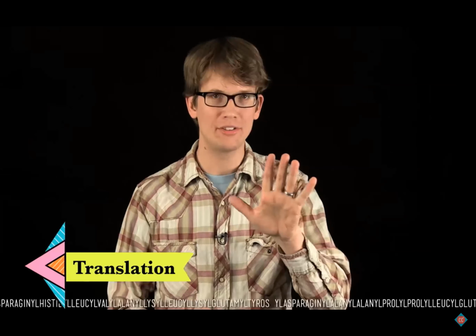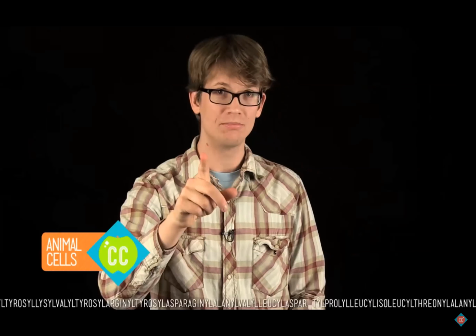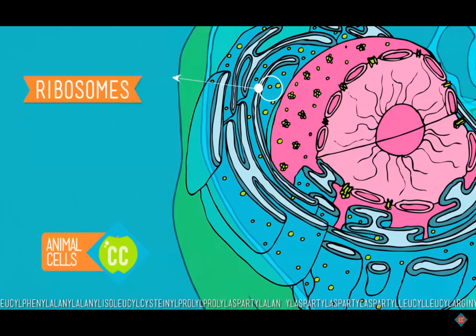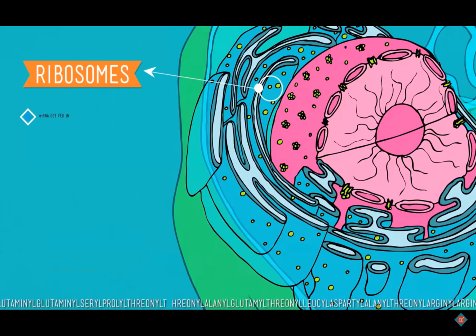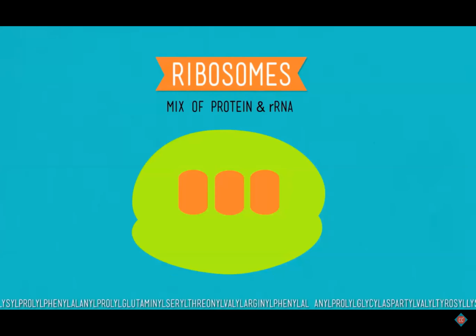So next, rewind your memory or just watch that video again to the episode about animal cells. Do you remember the rough endoplasmic reticulum? I hope you do. Those little dots on the membranes are the ribosomes. In the process, messenger RNA gets fed into a ribosome like a dollar bill into a vending machine. Ribosomes are a mixture of protein and a second kind of RNA called ribosomal RNA or rRNA. And they act together as a sort of workspace.